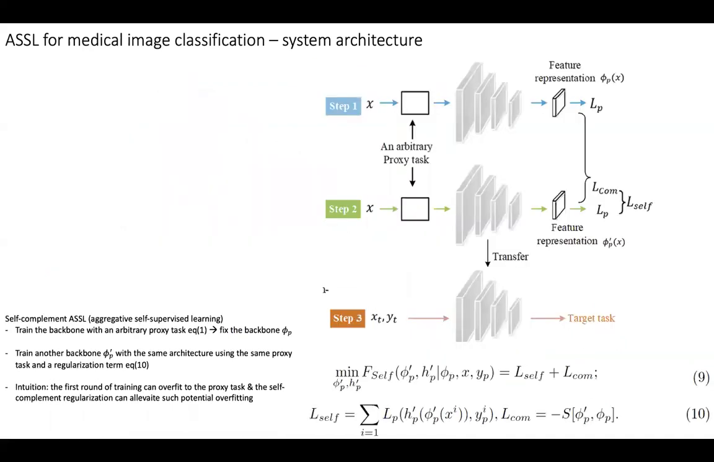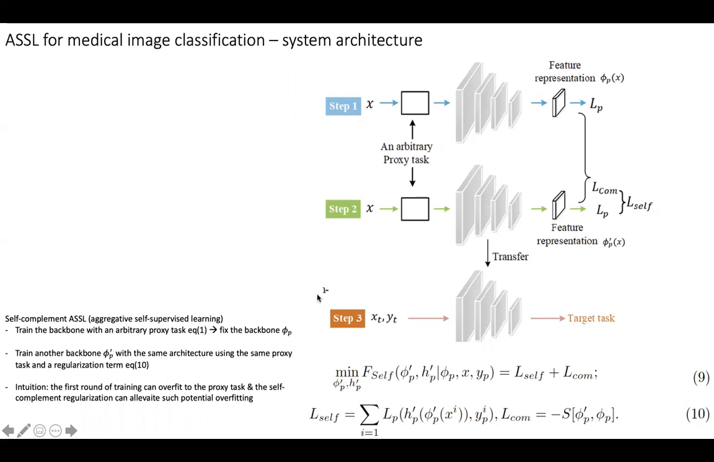So that is the first approach the authors propose for this aggregative self-supervised learning. Another approach proposed in this paper is this self-complement aggregative self-supervised learning. This approach is very similar to the previous one, but there is a slight difference. This approach consists of 3 steps.